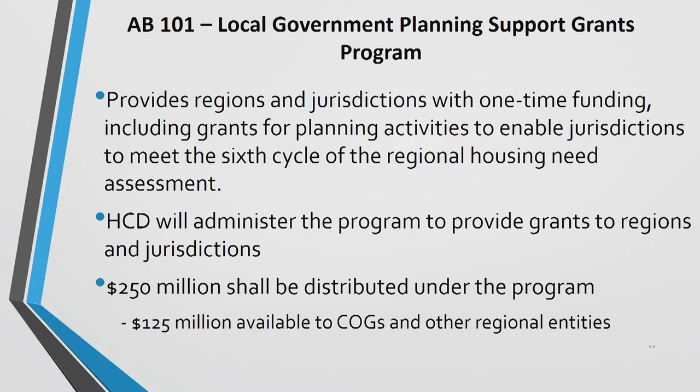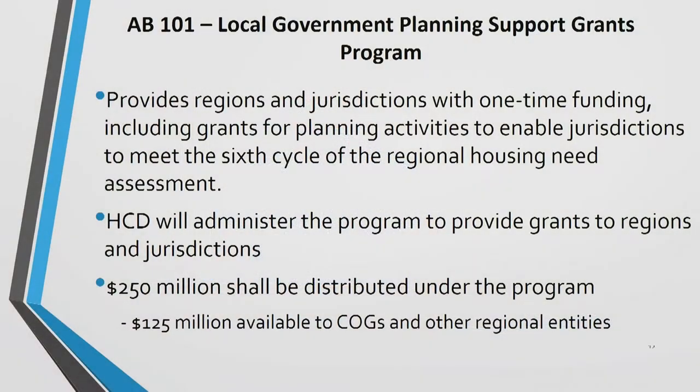Thank you, Rochelle. Yes, AB 101 really kind of came up on us very quickly. It currently has been enrolled and is on the governor's desk for signature. I've been watching it. We thought it would be signed by now, but it has not, but we expect it to be signed anytime soon. It provides regions and jurisdictions with one-time funding, including grants for planning activities to enable jurisdictions to meet the sixth cycle of the regional housing needs assessment. The Department of Housing and Community Development will administer the program to provide grants to regions and jurisdictions. And we've been told that HCD will be coming up with their own guidelines. We have not seen a draft of those at this point, so there will be a lot more coming in the next month or so, hopefully. It will give $250 million distributed under the program and $125 million available to COGs and other regional entities.